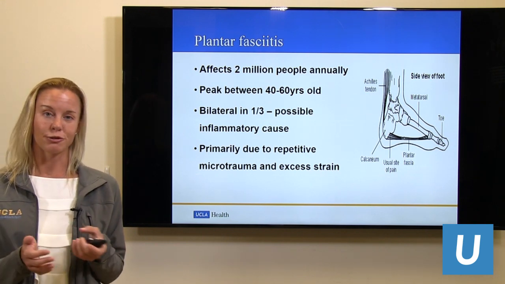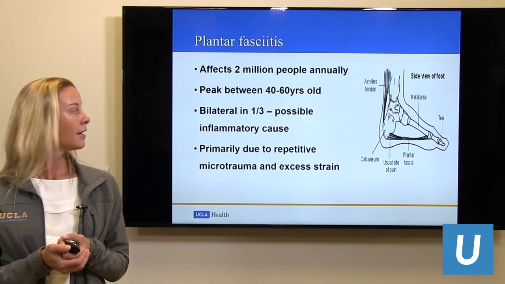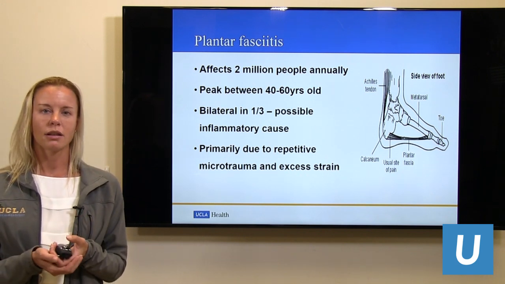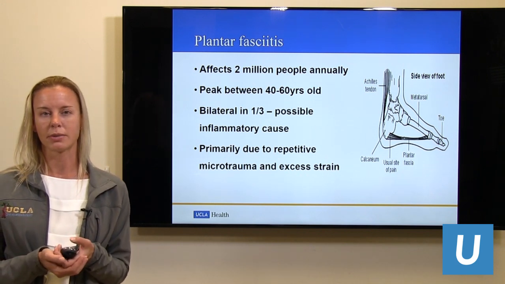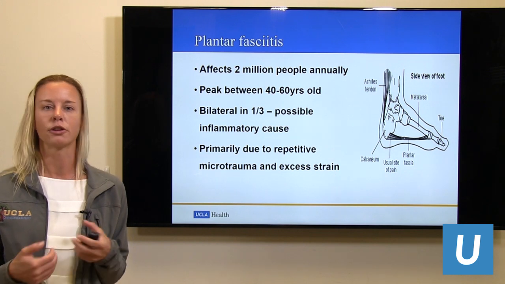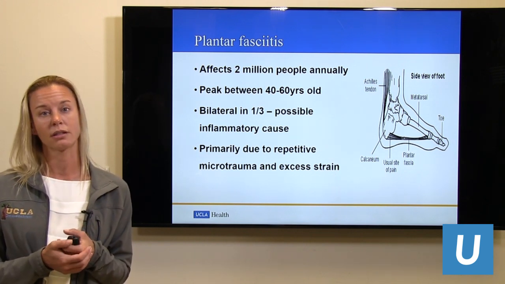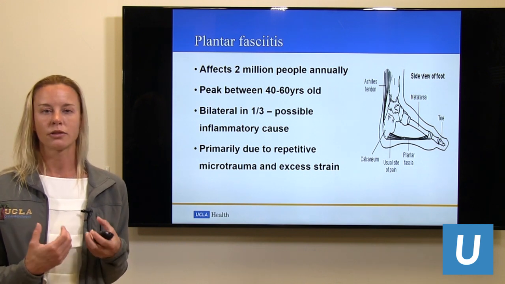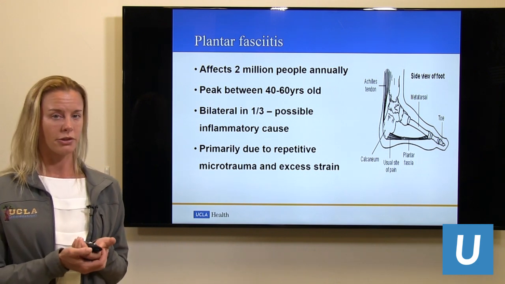It's usually, unfortunately, between our 40s and 60s. Rarely do people have it on both feet. A lot of times when you have it on both feet, it's because of some other systemic issue like rheumatoid arthritis or another inflammatory arthritis that just makes the body prone to this inflammation.